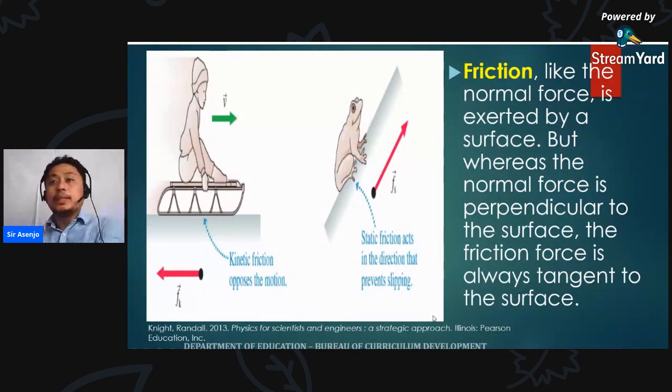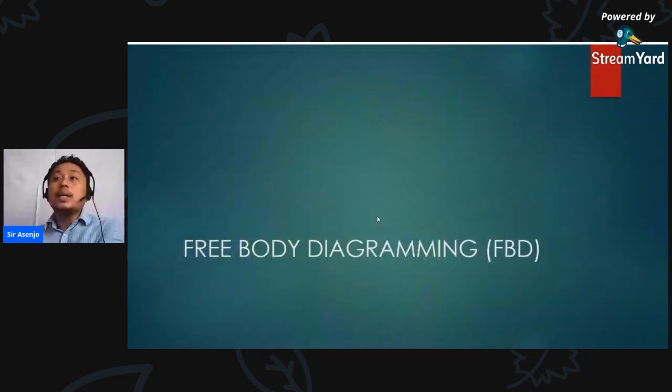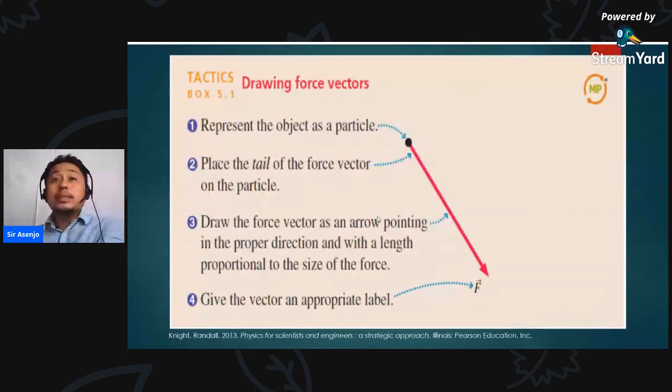With my examples, you are now exposed to the dot and the arrow. These are examples of free body diagramming. Later on, we will have a deeper explanation and discussion on free body diagrams because I will ask you to do the free body diagramming. Let's have free body diagramming, in short, FBD. What does FBD stand for? That's free body diagram. There are tactics in drawing force vectors. These are rules or guidelines in making a free body diagram.